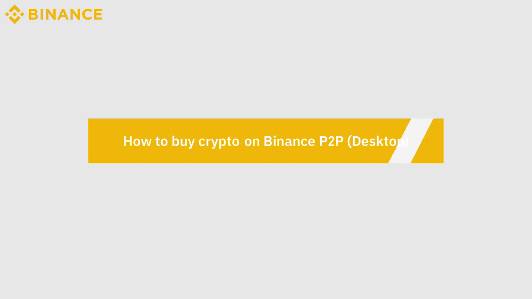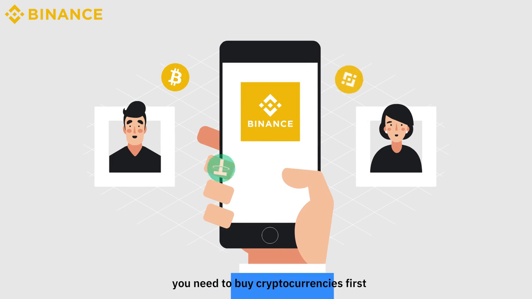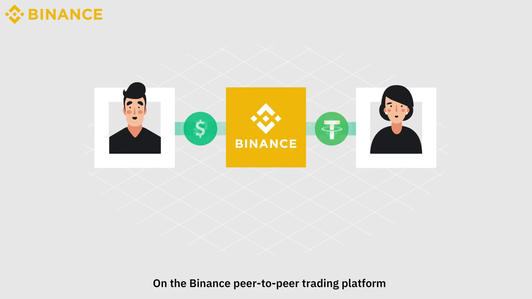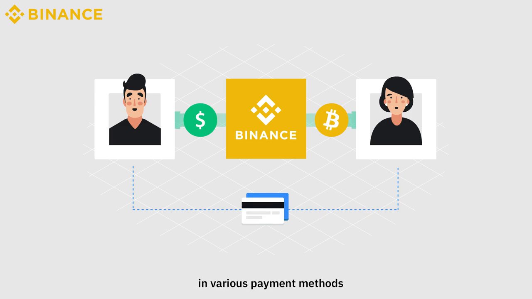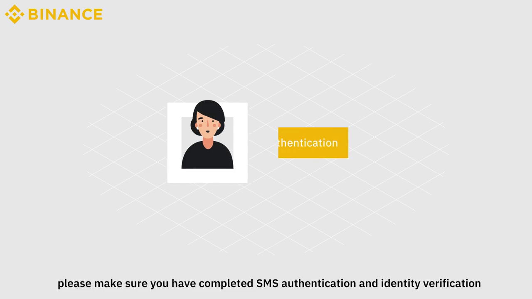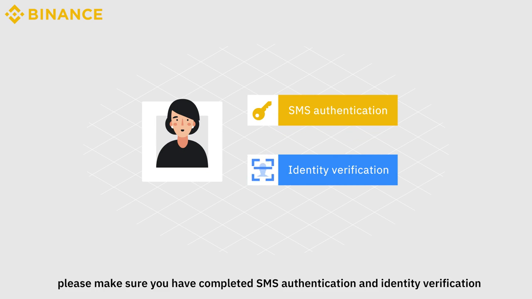How to buy cryptocurrency on Binance P2P. Before trading cryptocurrencies, you need to buy cryptocurrencies first. On the Binance peer-to-peer trading platform, you can buy cryptocurrencies using multiple fiat currencies in various payment methods. It's super simple. Before we start, please make sure you've completed SMS authentication and identity verification.